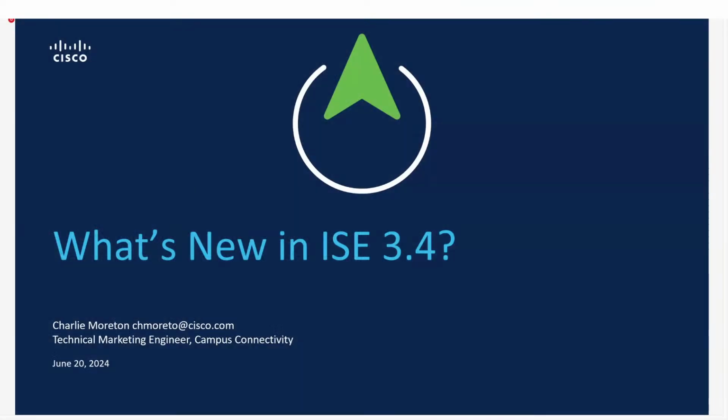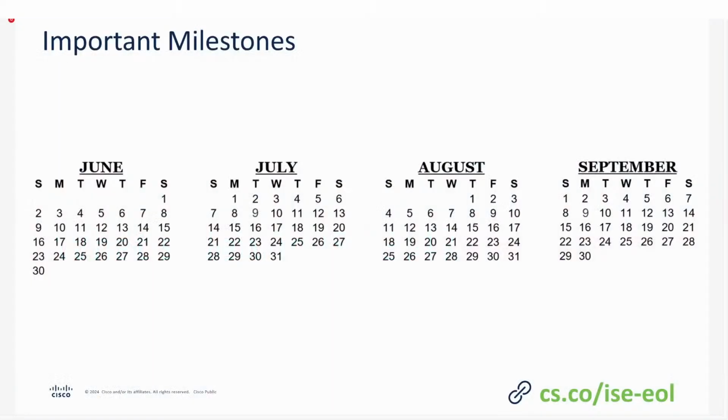Thank you, Rigo. Yes, hi, I'm Charlie Morton. I am one of the ISE TMEs, and we're going to talk about 3.4. It's June, so this is about the time that we talk about what's new in the next release coming up. And this year we're going to do 3.4, and everybody's question that they have on their mind is, what is coming up for ISE in the future as far as everything goes, right? So as far as everything goes, this is today.